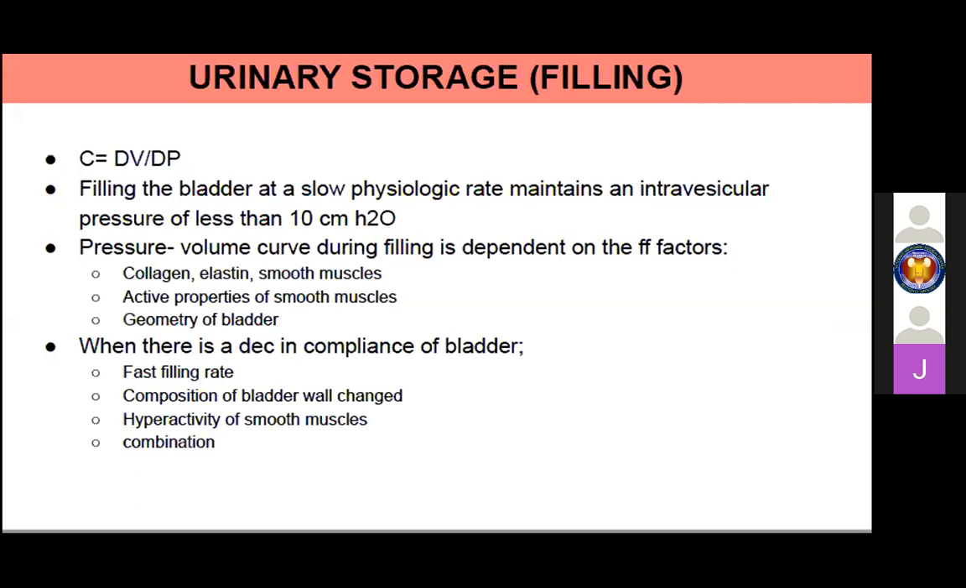The pressure-volume curve during filling is dependent on the following factors: the collagen, elastin, the amount of smooth muscles, the active properties of smooth muscles, and the geometry of the bladder. When there is a decrease in compliance of the bladder, it can be due to a fast filling rate, changes in the composition of the bladder wall, hyperactivity of the smooth muscles, or a combination of all.